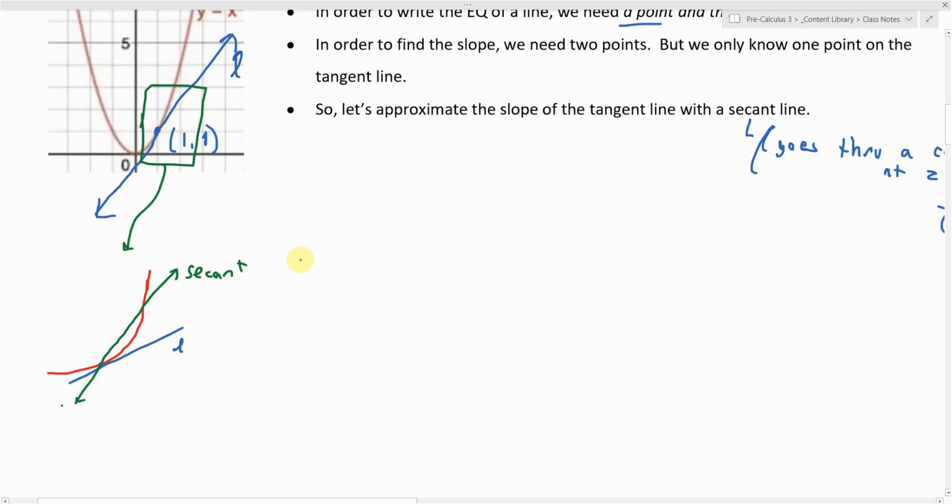So the secant line is approximately the same as the blue tangent line, which means that the slope of the secant line is approximately equal to the slope of the tangent line.